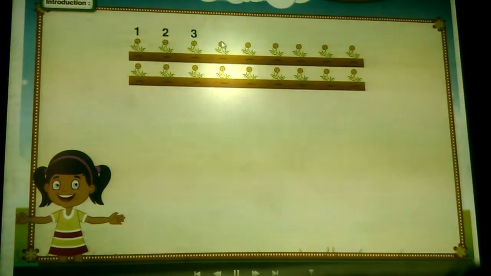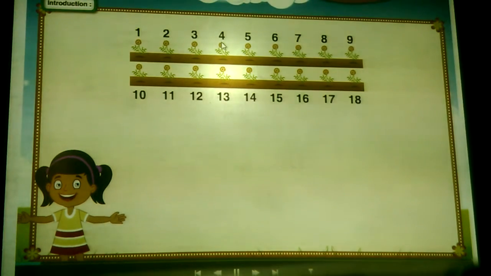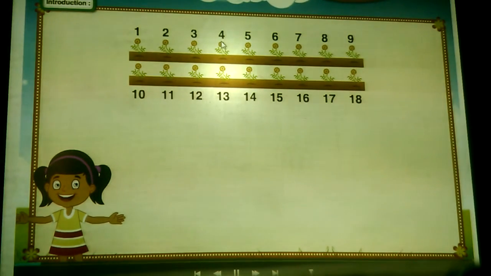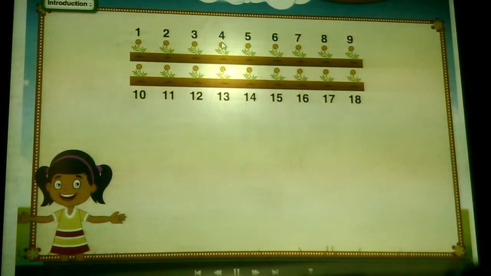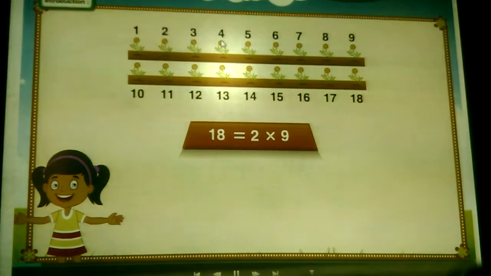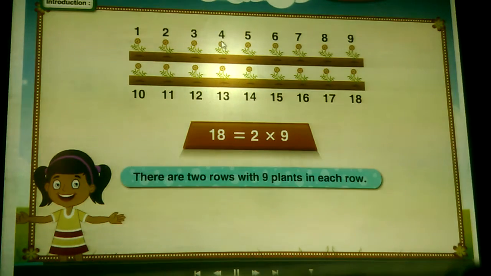The number of sunflower plants is 18. But here they are arranged in 2 rows, which means on multiplying 2 by 9, the product obtained is 18. Therefore, 18 is equal to 2 into 9. So there are 2 rows with 9 plants in each row.